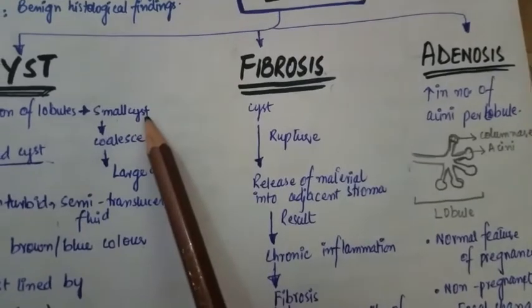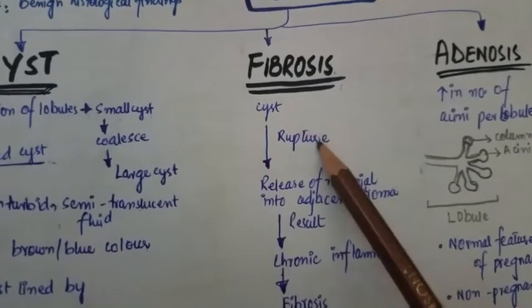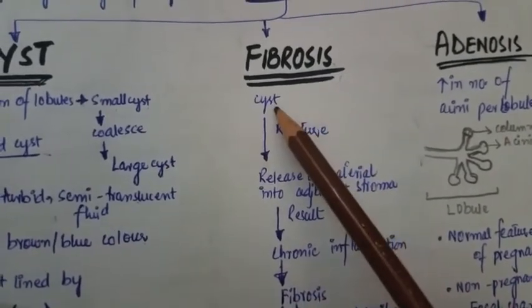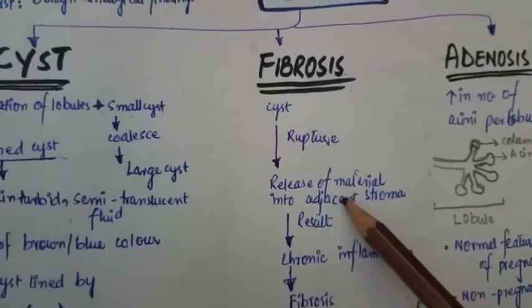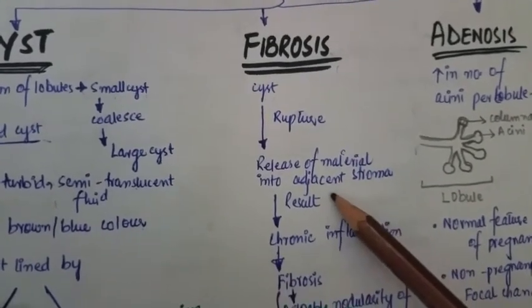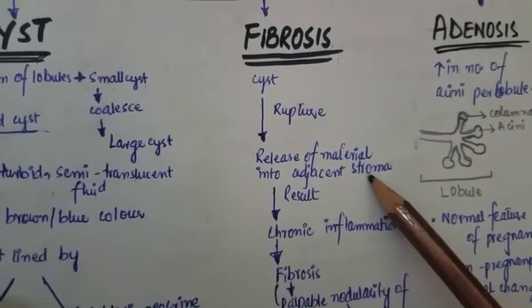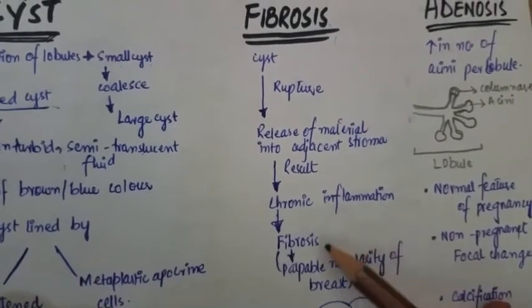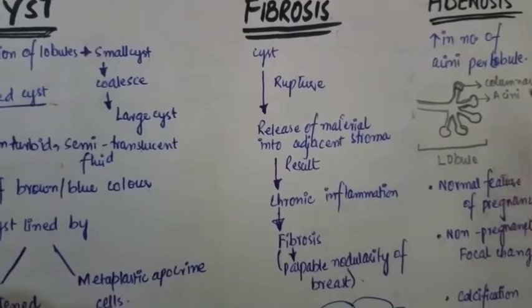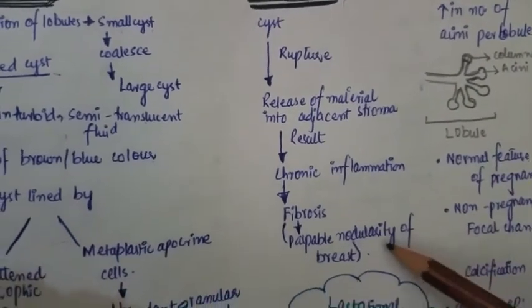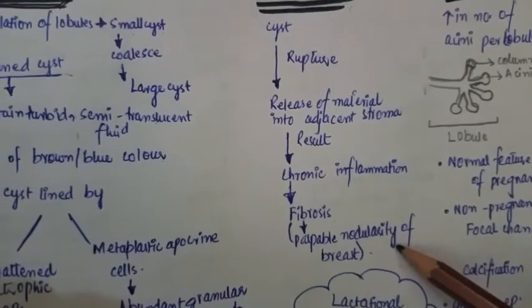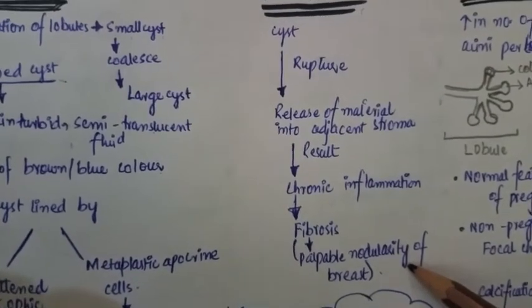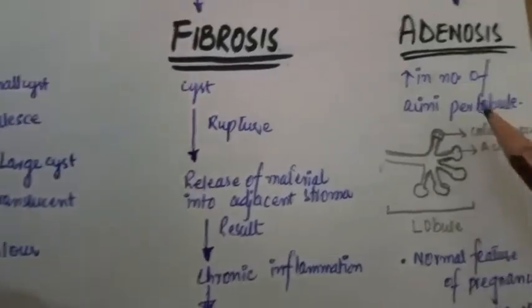To continue with the cyst, if the cyst ruptures, it will release its material into the adjacent stroma or connective tissue. This results in chronic inflammation. As the chronic inflammation takes place, ultimately fibrosis results, which causes the palpable nodularity of the breast. Now comes the adenosis.